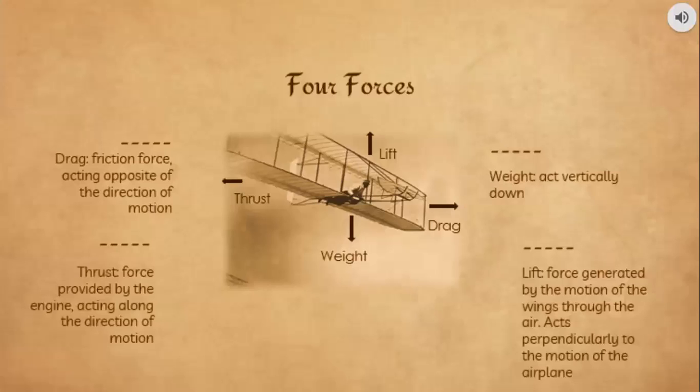There are 4 forces for an airplane to fly: drag, a friction force acting opposite of motion; thrust, a force provided by the engine acting along the motion; weight, which acts vertically down; and lift, a force generated by the motion of the wings through the air and acts perpendicularly to the motion of the airplane.